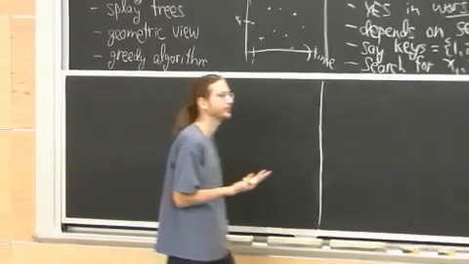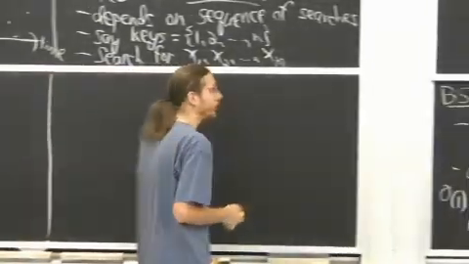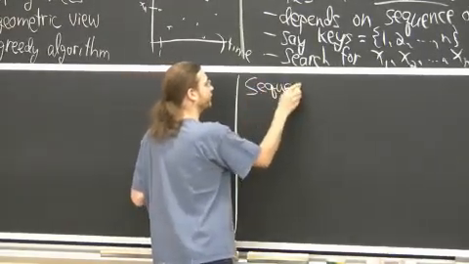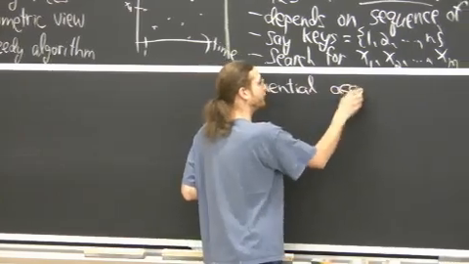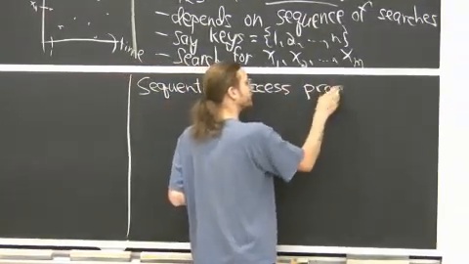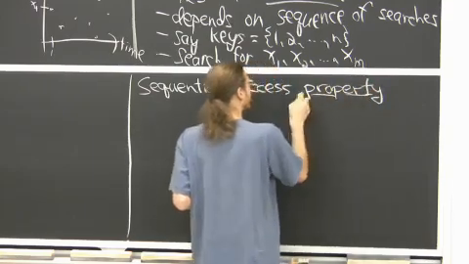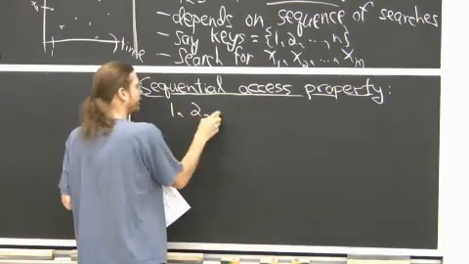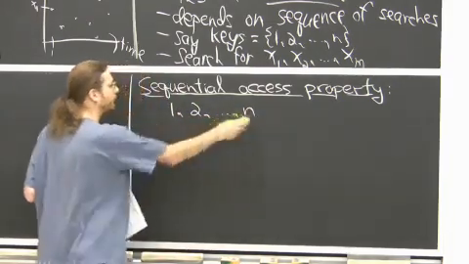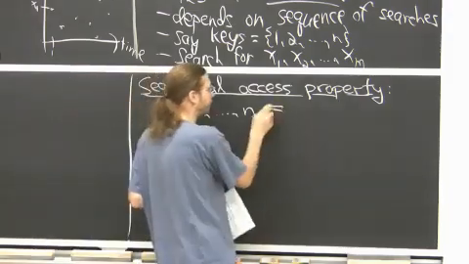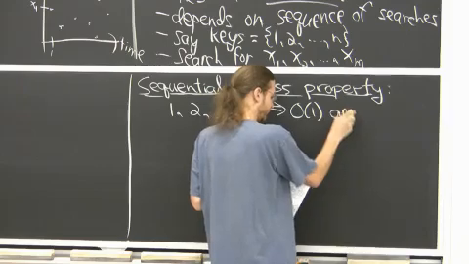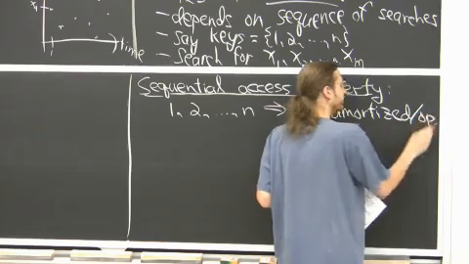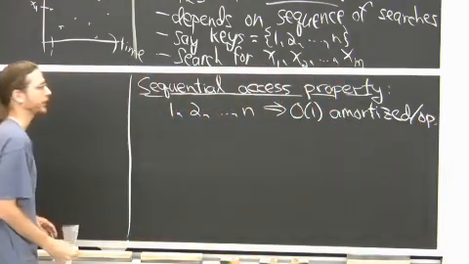with some tree. In order walk. In order walk. Yeah, good. So this has a name. Sequential access property. If you want to access the elements in order, so 1 through n, this should only cost constant amortized. Because for any tree, you can do an in-order walk in linear time.